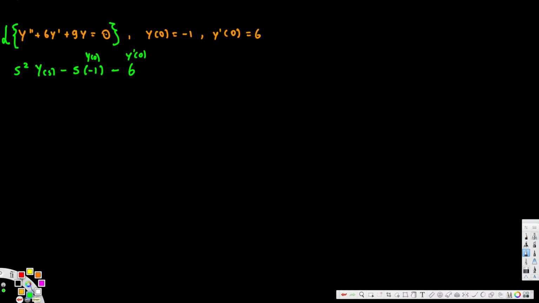Now we have to take care of this 6y prime, so I put the 6 in front, and y prime is basically s times Y(s) minus y(0), that is -1. I put the -1 right here, and this is the expansion of 6y prime. And then we finally have 9y right here. If we expand 9y, that's going to be 9 times the Laplace transform of y, that's just Y(s). The whole thing is equal to 0.